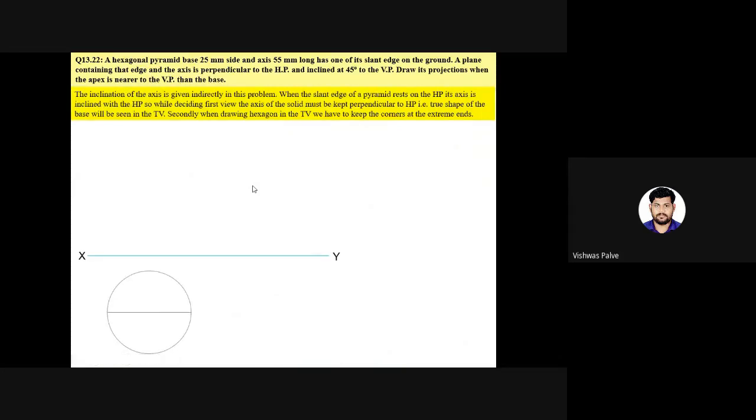So this is the problem. First we have to draw a hexagon. I hope everyone can draw the hexagon. It is going to rest on its slant edge, so that's why it is called the corner resting condition. We have to draw it with the corner nearer to the XY line.